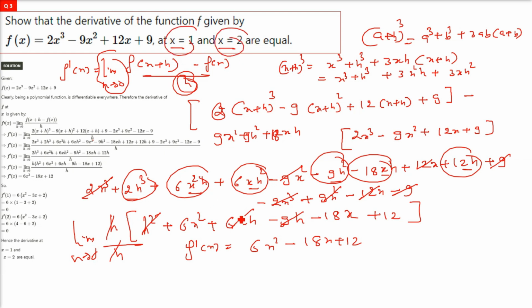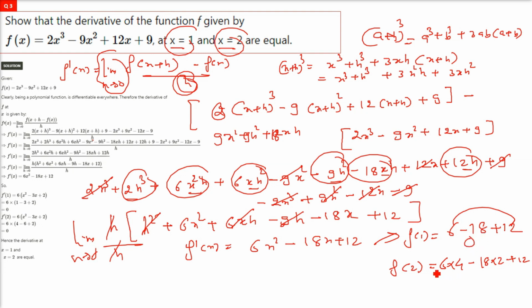Now the question is saying at x equals 1 and x equals 2, you are going to get the same value. So let us put it. f dash 1: 6 into 1 square, that is 6, minus 18 plus 12. f dash 2 is what? 6 into 2 square, that is 4, so 24, minus 18 into 2, that is 36, plus 12. So 6 plus 12 is 18, 18 minus 18 is 0. 24 plus 12 is 36, 36 minus 36 is 0. Okay? So 0, 0, and they are saying the same thing, so we have also proved it. They both are same. Differentiation is equal.